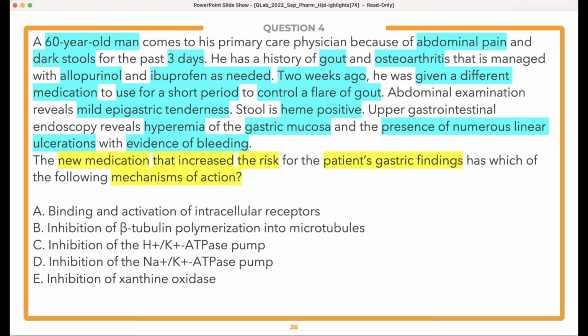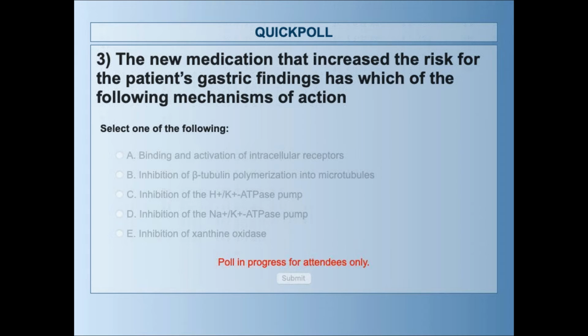So we're going to go ahead and open up that poll. Go ahead and select what you think is the best answer here, and we'll talk about it in just a few seconds. Okay, everybody, the poll has been launched. Go ahead and take your best shot. What do you think the mechanism of action is that the new medication increases the risk for?